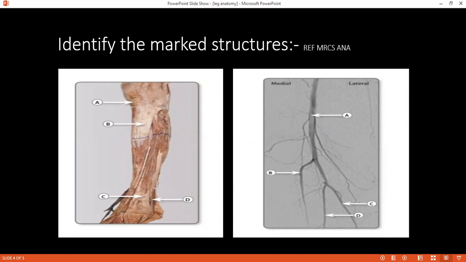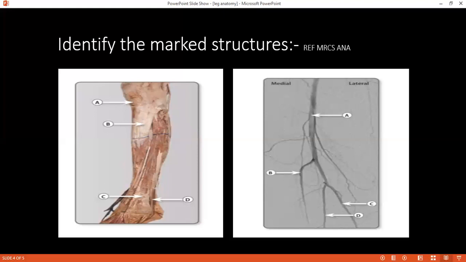Anteriorly there is tibialis anterior, extensor hallucis longus, extensor digitorum longus, and peroneus tertius. The content of the lateral compartment, please. There is peroneus longus and peroneus brevis.